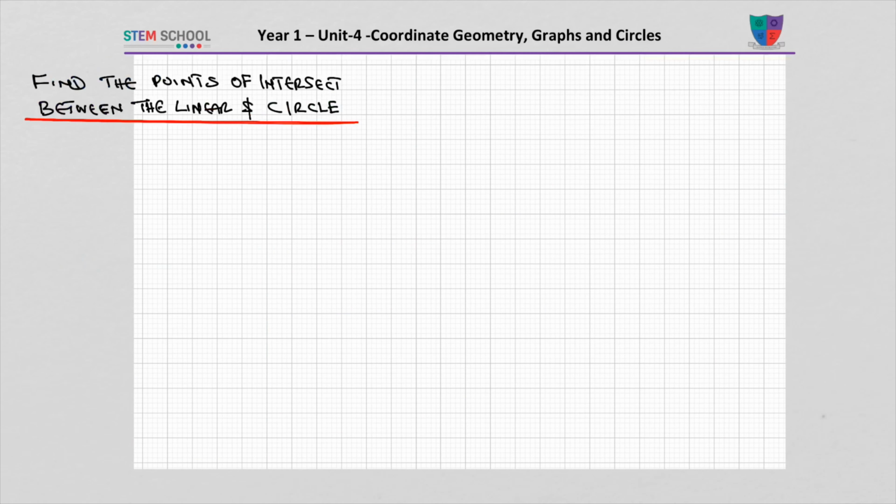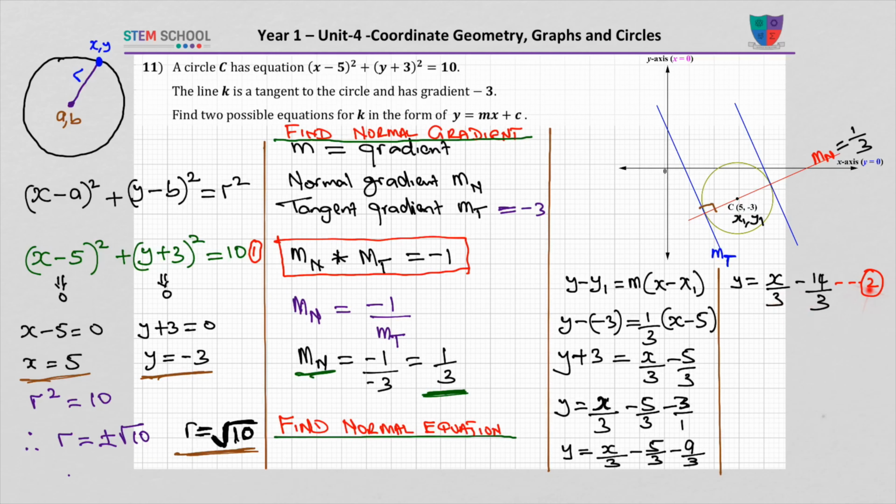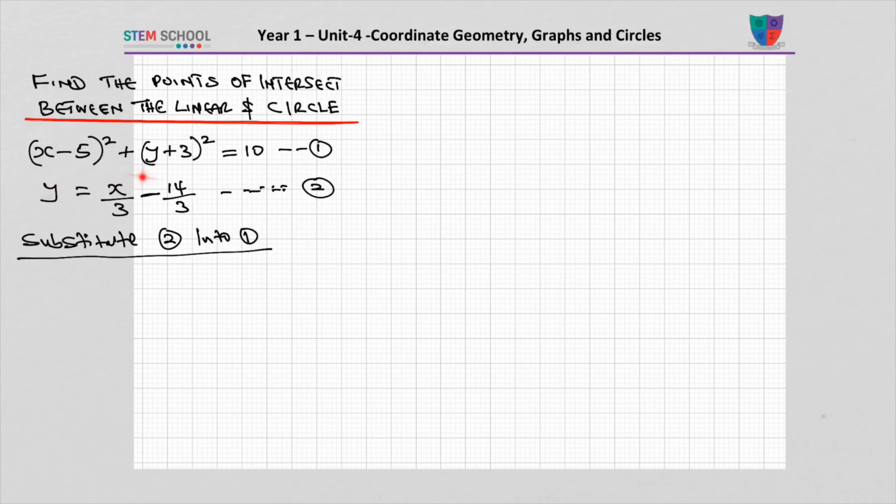circle. Now we need to find the point of intersection between the linear equation and the circle equation. So we need to equate the two equations together. What we're going to do now is substitute equation 2 into equation 1. This is equation 2, y equals x/3 minus 14/3. I'm going to substitute that y into equation 1.